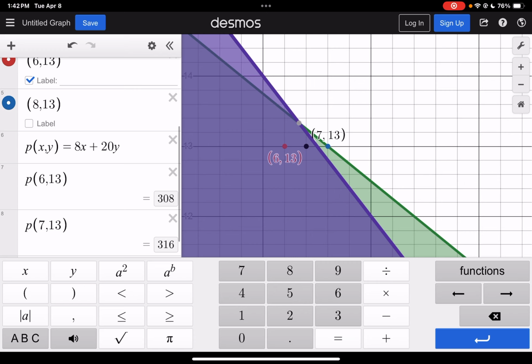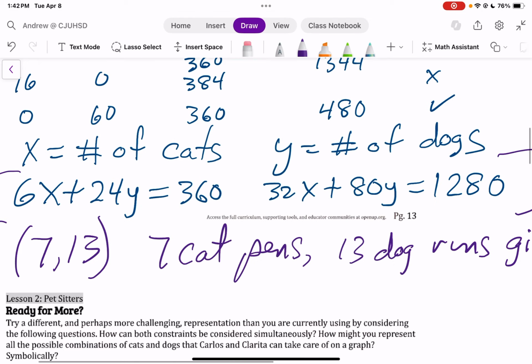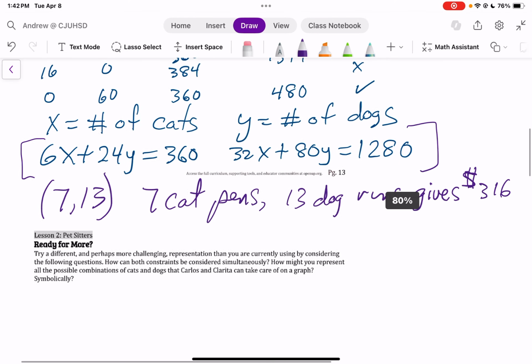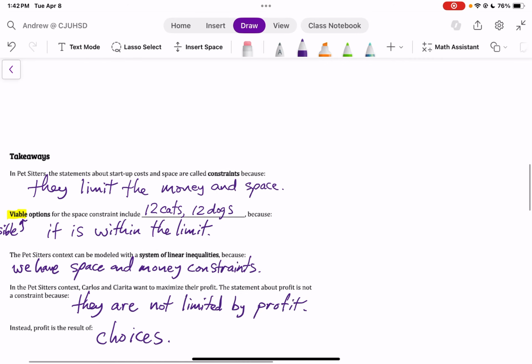And I set up a function to evaluate that, 8x plus 20y. And (7, 13) seems to be the best choice. 7 cats, 13 dogs, or 7 cat pens and 13 dog runs. And they'll be able to make $316 a day. So they're really going to clean up. So going back to the workbook then, 7 cat pens, 13 dog runs gives you $316.